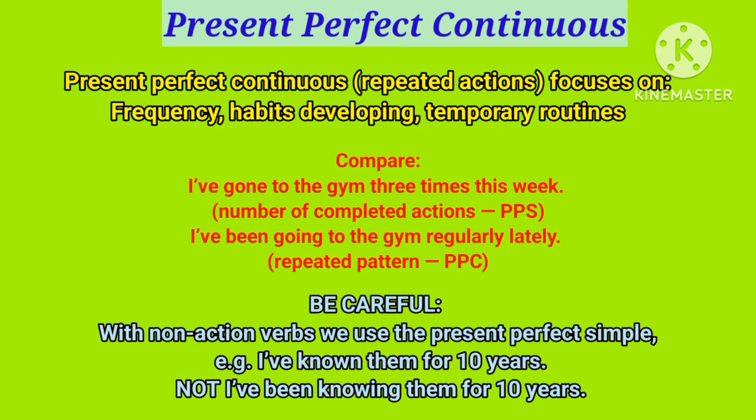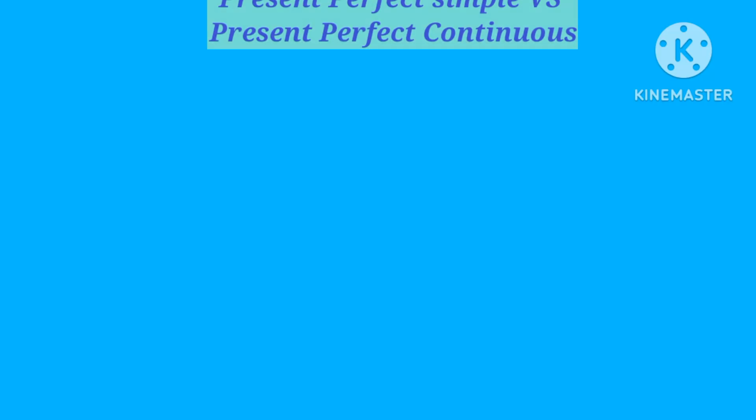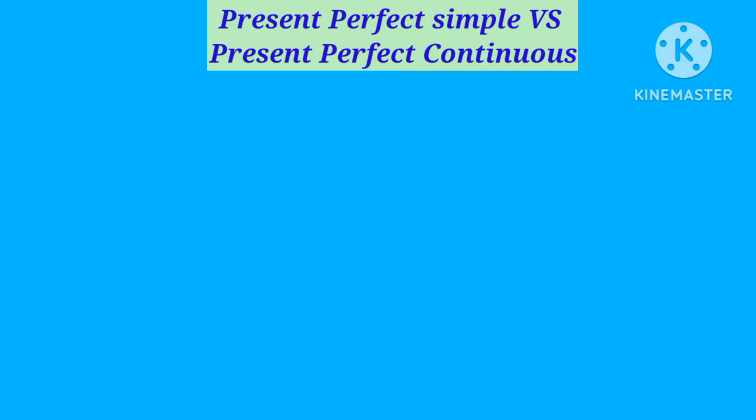Be careful. With non-action verbs, we use the present perfect simple. For example, I've known them for 10 years, not I've been knowing them for 10 years. Present perfect simple versus present perfect continuous. Let's compare these two tenses.